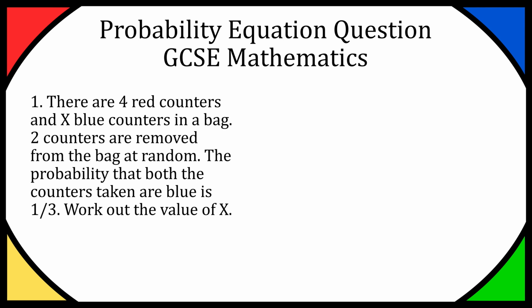So question 1 says there are 4 red counters and X blue counters in the bag. 2 counters are removed from the bag at random. The probability that both the counters taken are blue is 1/3. Work out the value of X.